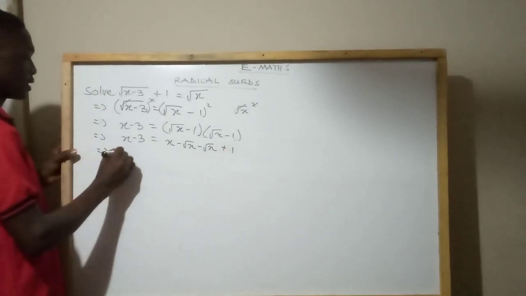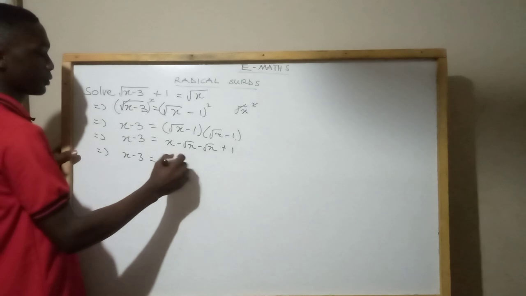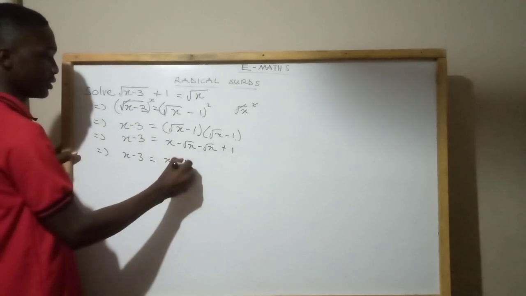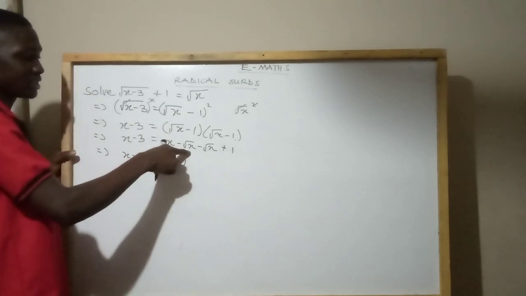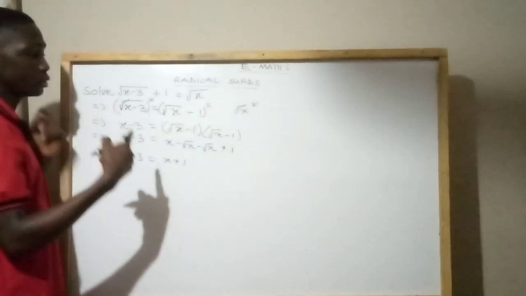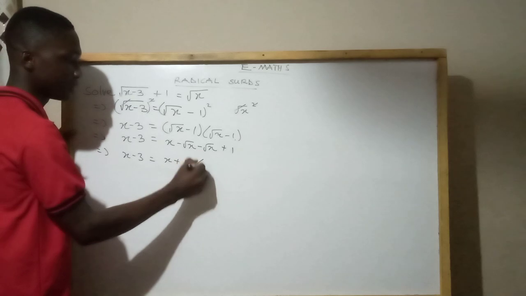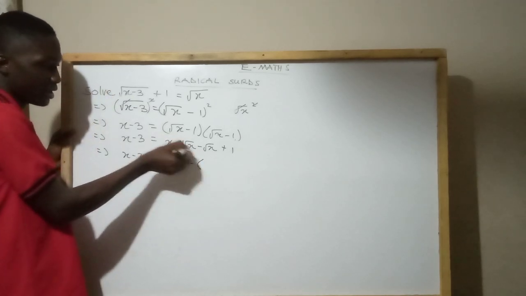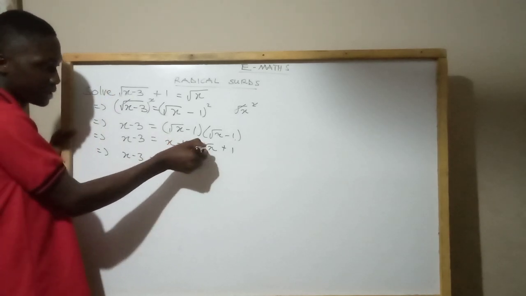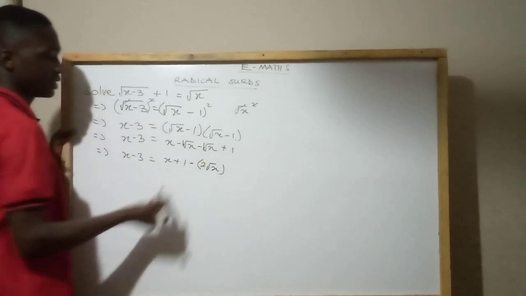So here, x minus 3 is equal to x plus 1. Then here you have the same variables inside the square root, so you can add them. So you get minus, so here you have 1 here, you have 1 here, so 1 plus 1, you get 2. So 2 root x, simple.